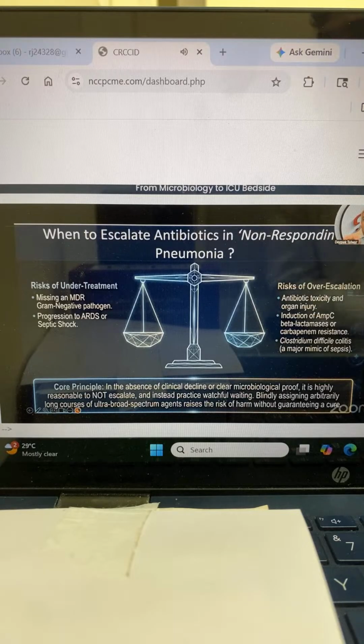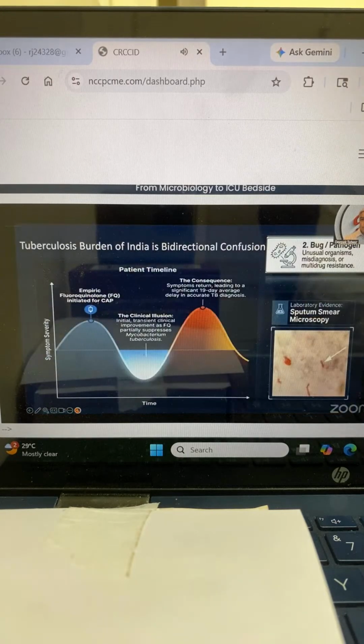I think it has been highlighted very well right in the beginning by Aakanksha and emphasized and overemphasized by Dhruva too. So just the absence of clinical decline or a clear microbiological proof makes it highly reasonable to say, let's not escalate, just have watchful waiting and let things unfold over a period of a couple of hours to a day. I think Dhruva has made a very good point repeatedly about the tuberculosis burden and confusion in community-acquired pneumonia.